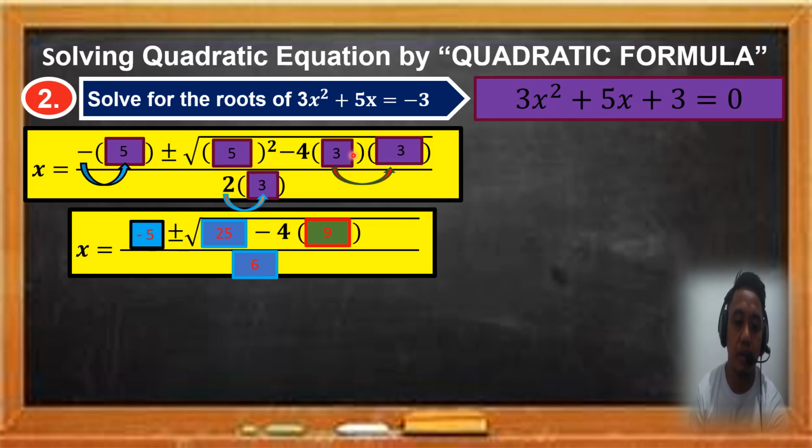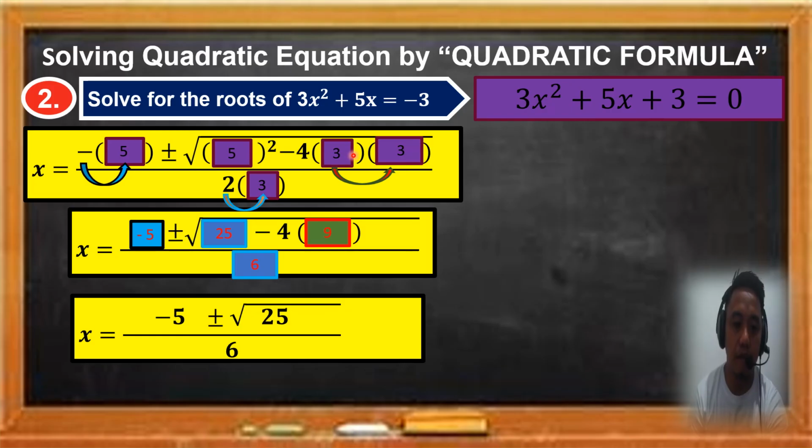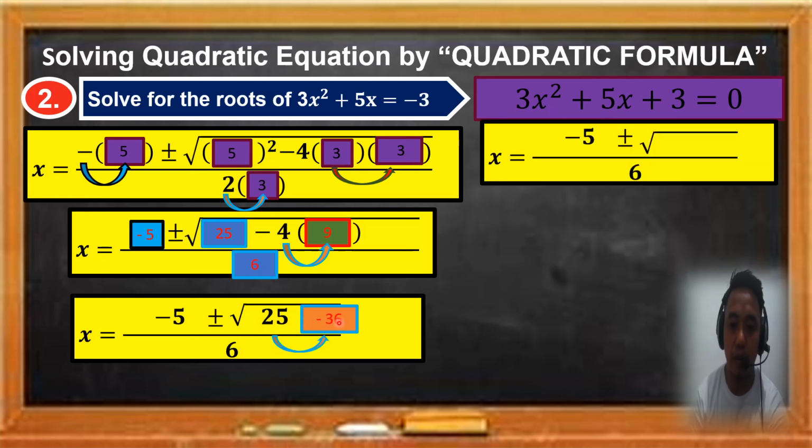And, okay, then we will have 25. Ito multiply naman natin to. 3 times 9. That is negative 36. Then, i-add mo lang ito. 25 minus 36. That is negative 11.